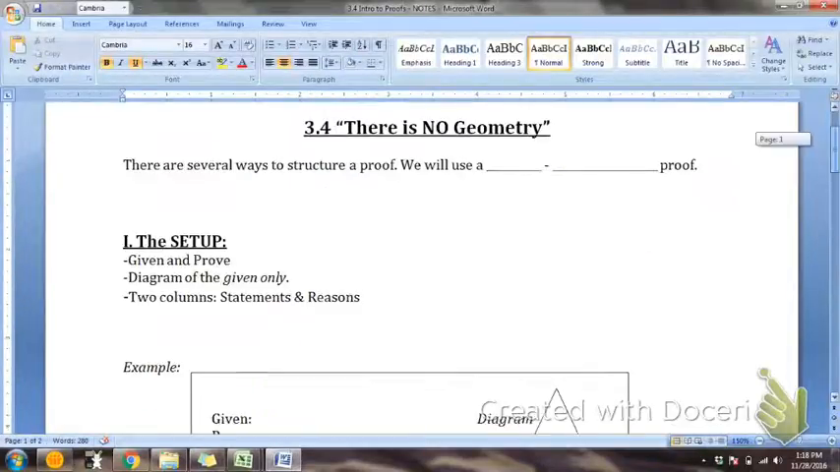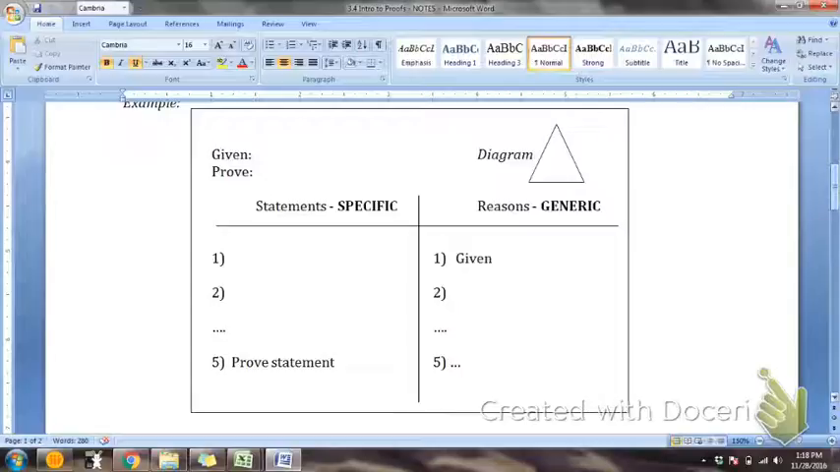If we move down a little bit, this is what a proof looks like. Now, you do not need that big box around the proof, okay? I just put a box around it to set it aside. Notice that we have two columns. This is called two columns. I'm going to write statements above the left side, reasons above the other side. Notice I have my given and prove right here that I'm writing out.